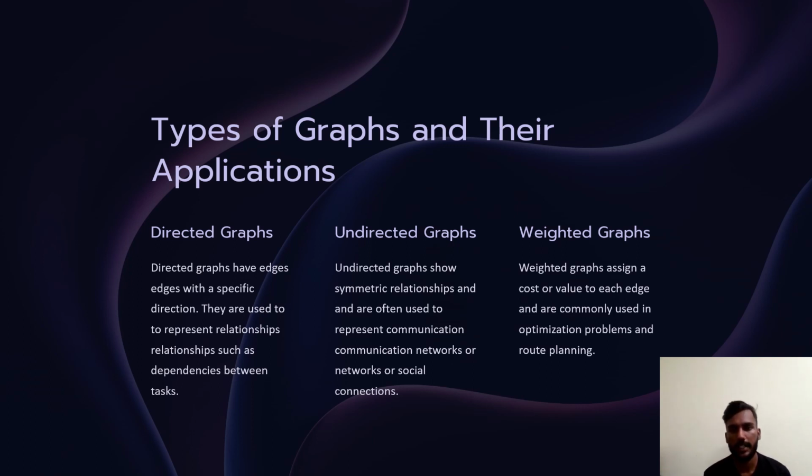Undirected graphs show symmetric relations and are often used to represent communication networks or social connections. Weighted graphs assign a cost or value to each edge and are commonly used in optimization problems and route planning.